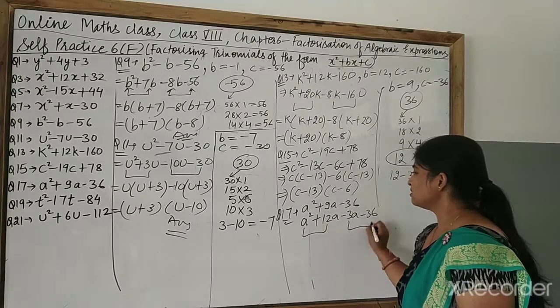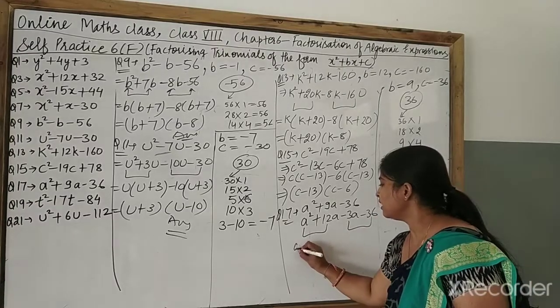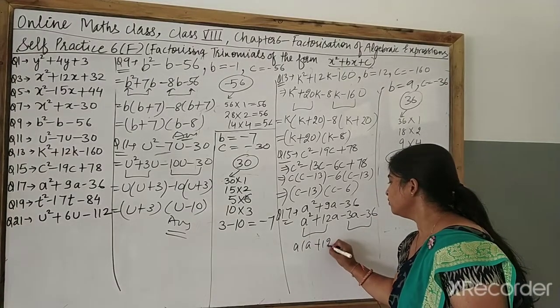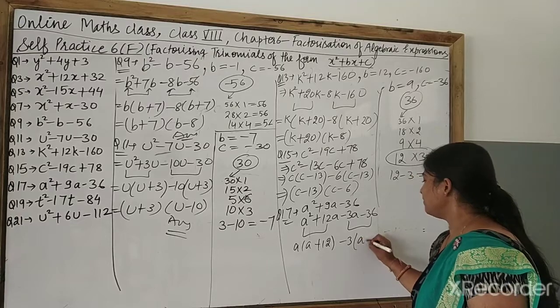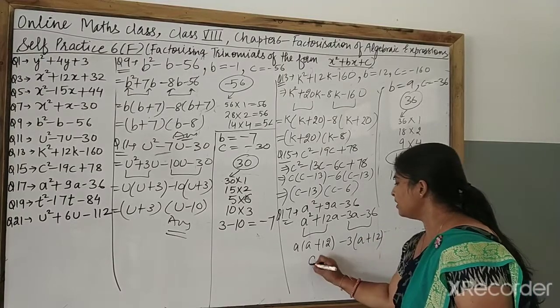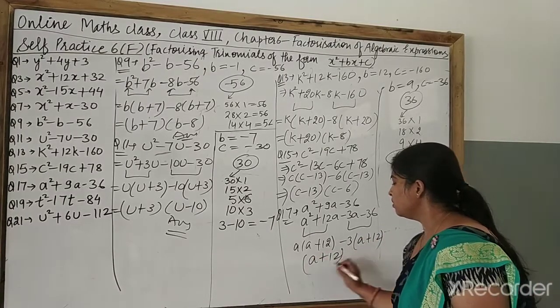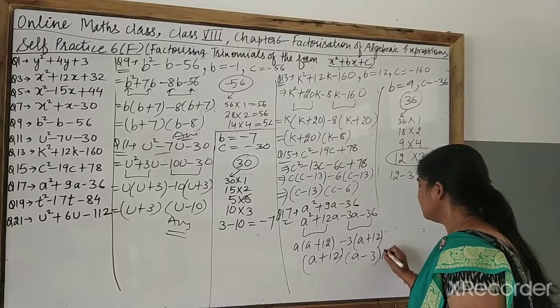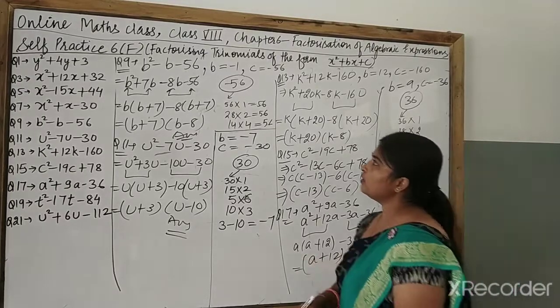First two, last two. Okay. So first two is a is common. a plus 12 minus 3, a plus 12. So what is coming common? (a plus 12) is coming common. What is left? (a minus 3) is left. Okay. This is your answer.